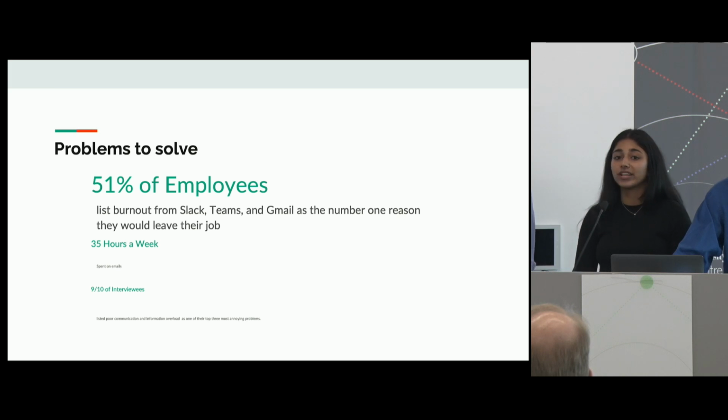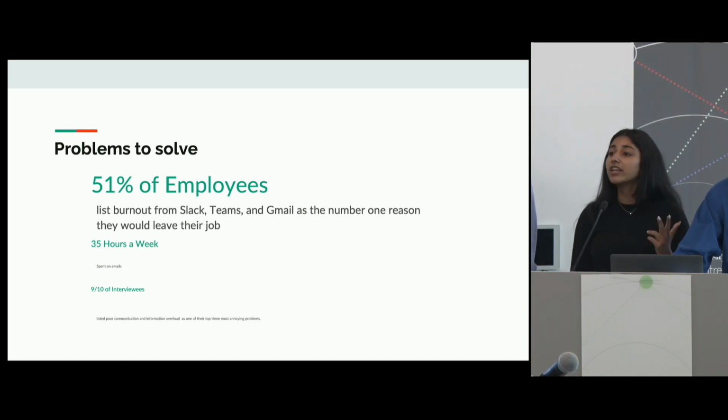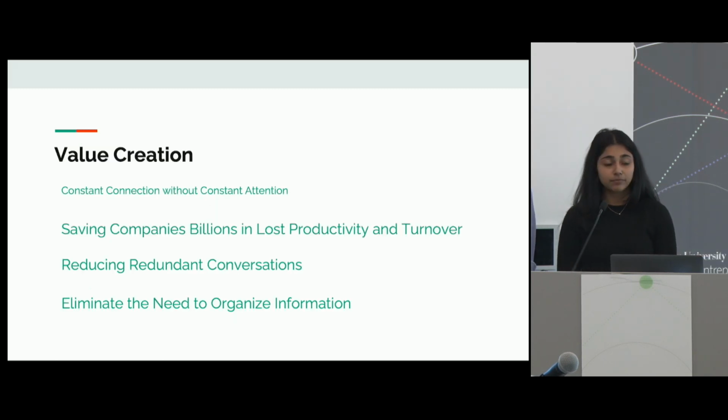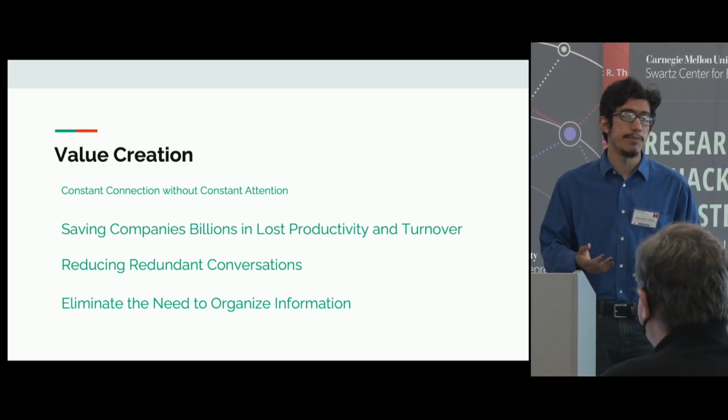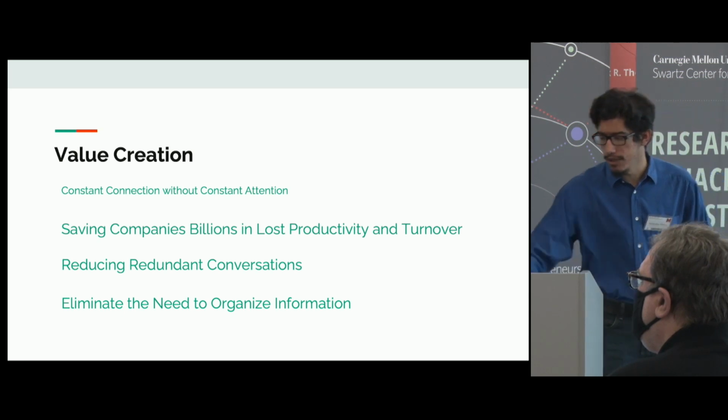The problem that we are solving is inefficient communication, which manifests itself through over 35 hours of emailing per week, making it a top 3 annoyance for consumers and the #1 reason why employees quit their jobs. The value we are creating is constant connection without constant attention, saving companies billions by reducing the time their employees spend on communication instead of actual productive work.